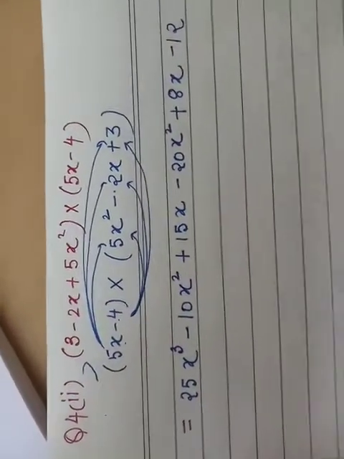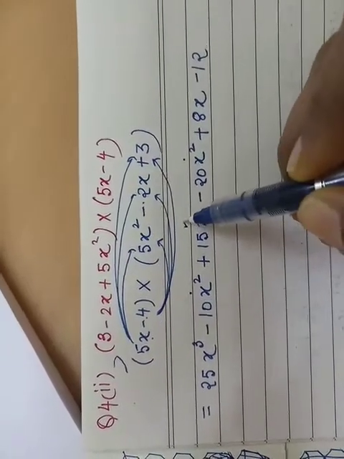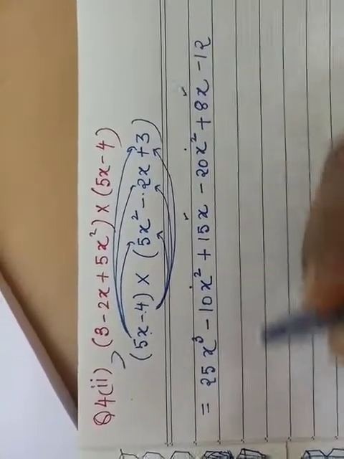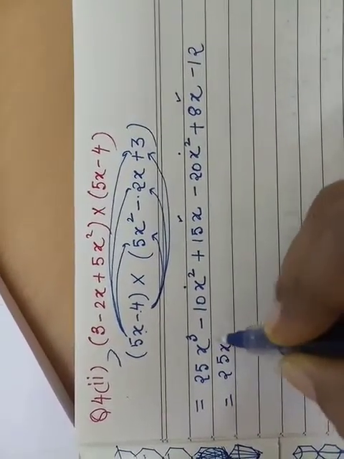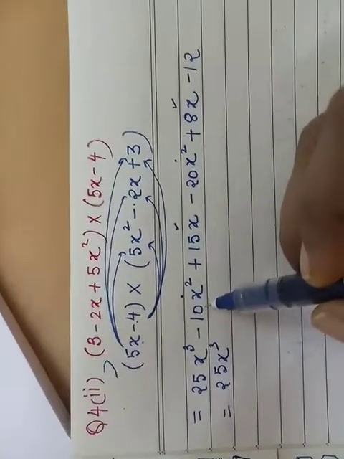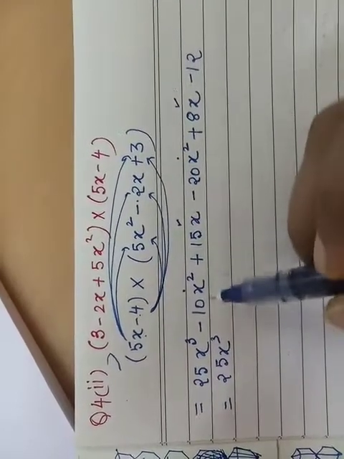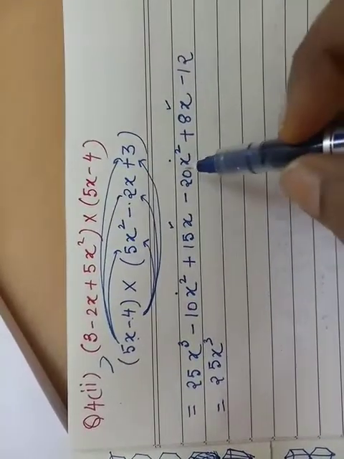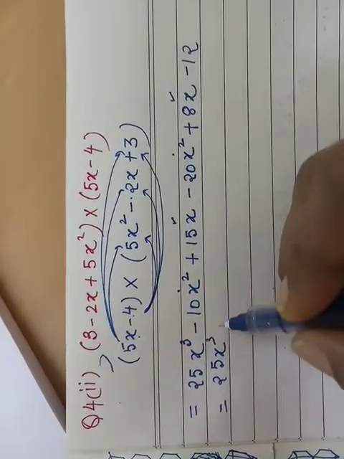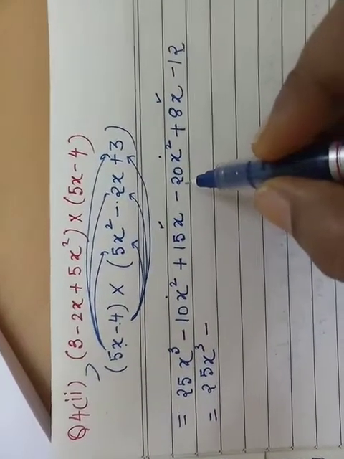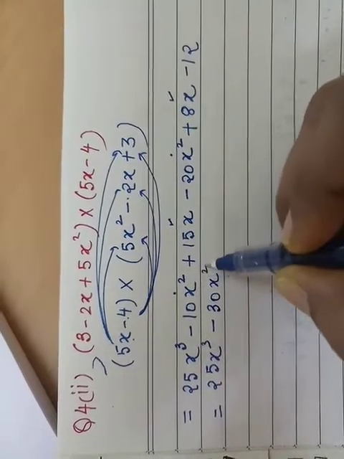Now we identify the like terms. See this and these two are the like terms. Similarly, these two are like terms. So first we write the highest power, 25x to the power 3. Then we write the power 2 term. So this is minus 10x square and this is minus 20x square. Minus minus will become plus. We always see we have to add these two like terms. So we add them and we always put the sign of the number which has the greater numerical value, that is minus 30x square we write.